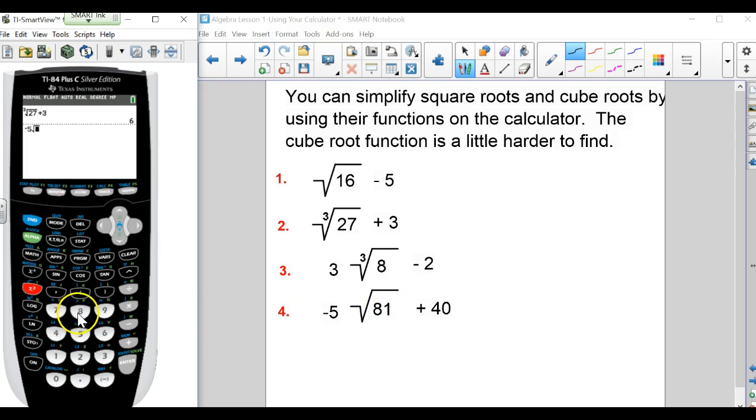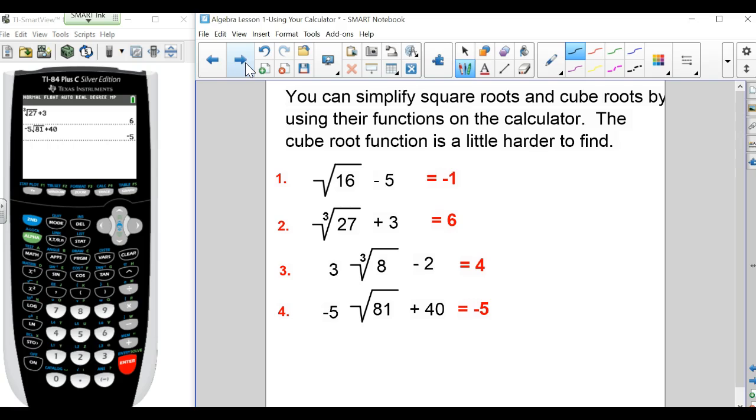Well, this is the square root of 81, so we'll put the 81 on the inside and then get out. We still need to do plus 40. And so now we have problem number 4 correctly typed into your calculator. We hit enter, and the answer is -5. So go ahead and hit pause and do problems 1 and 3. We already had 2 and 4 done, but here are the answers to 1 and 3.